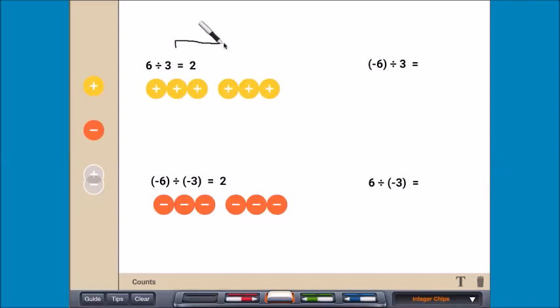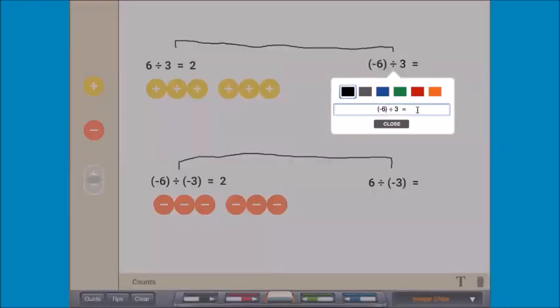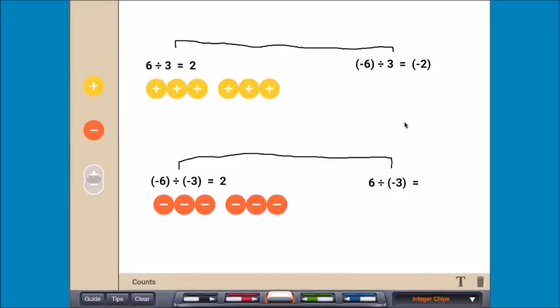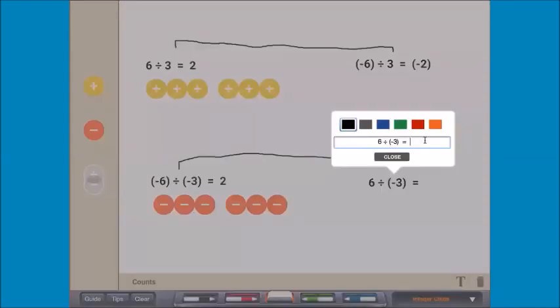We can use these results to find some related divisions. Making connections. Since +6 and -6 are opposites, the number of groups of +3 that can be made from -6 is the opposite of the number of those groups that can be made from +6. Similarly, the number of groups of -3 that can be made from +6 is the opposite of the number of those groups that can be made from -6.